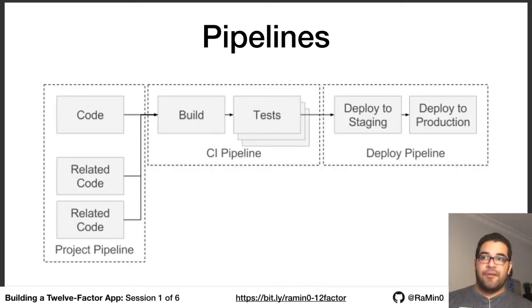So this is an example of a pipeline. We can see that it is formed of three stages. The first stage is just pulling the code from different repos. The second stage is building the code and running tests. This could be unit tests or integration tests or both of them. And the third stage is deploying the app to a staging environment and a production environment in parallel.